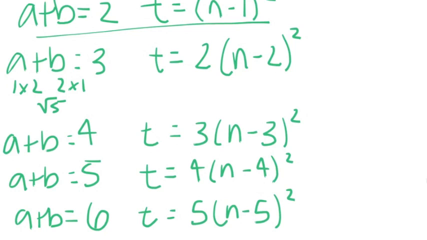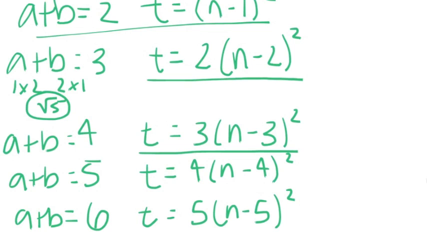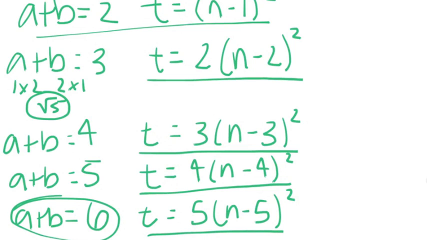So I looked at a plus b equals 3. That's my 1 by 2 and 2 by 1 counting side lengths, giving me the tilted square side length of root 5. And I found that t equals 2 times n minus 2 squared. And then for a plus b equals 4, I found that t equals 3 times n minus 3 squared. For a plus b equals 5, I found that t equals 4 times n minus 4 squared. And for a plus b equals 6, and remember that was the biggest one I could get in a 6 by 6 square, I found that t equals 5 times n minus 5 squared. So I think from here it's pretty easy to see our pattern.